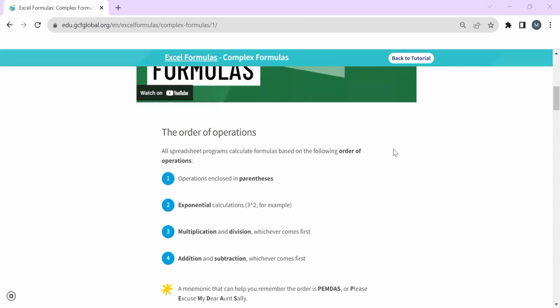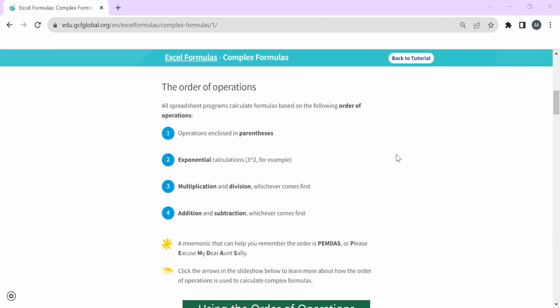The order of operation. Our program calculates formulas based on the following order of operation. First, operation enclosed in parentheses. Second, exponential calculation, for example, 3 to the power of 2. Third, multiplication and division, which are of equal rank. And lastly, addition and subtraction. So, familiar naman na tayo kung ano to, which is the PEMDAS. There's also one mnemonic we can use to remember it. That is, please excuse my dear Aunt Sally.